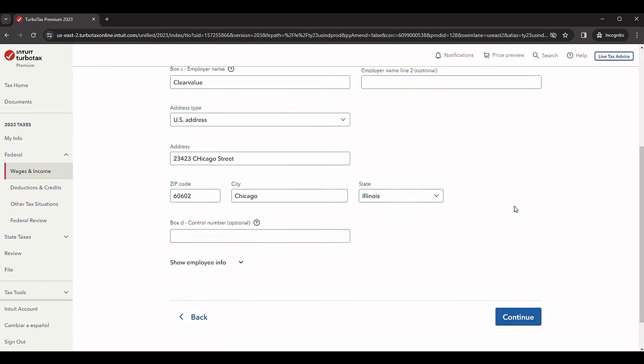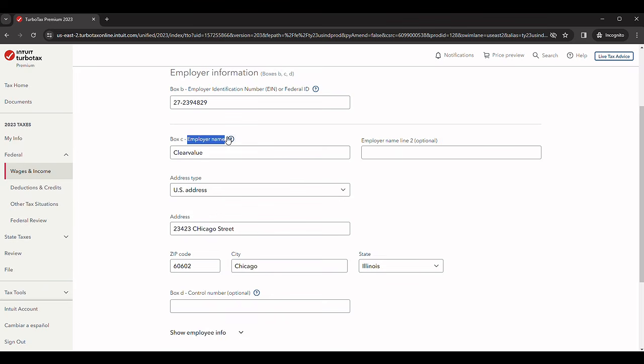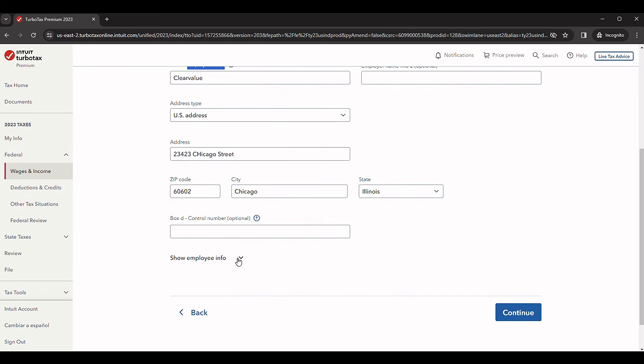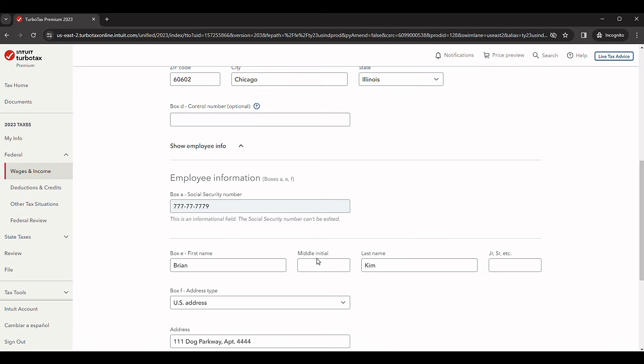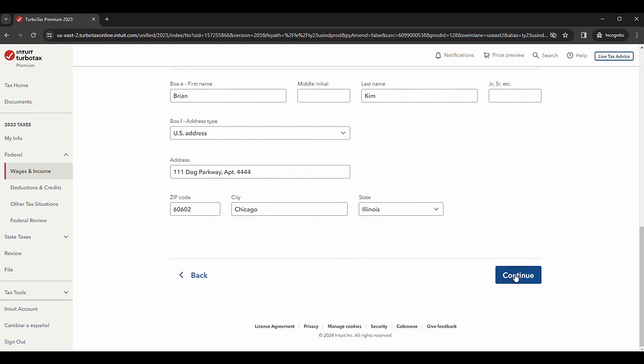Okay, so look at that. This is all for your employer information. So you're going to see that on your W-2. Here they're asking for your information, but it's already been input because it's just pulling from the information that they already have on file for you, which you just filled out. So that's good. We'll continue.